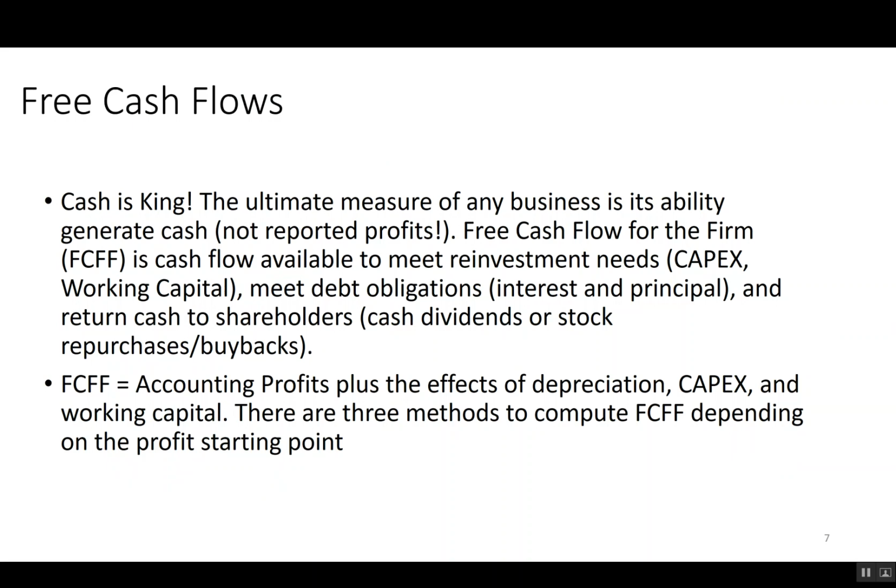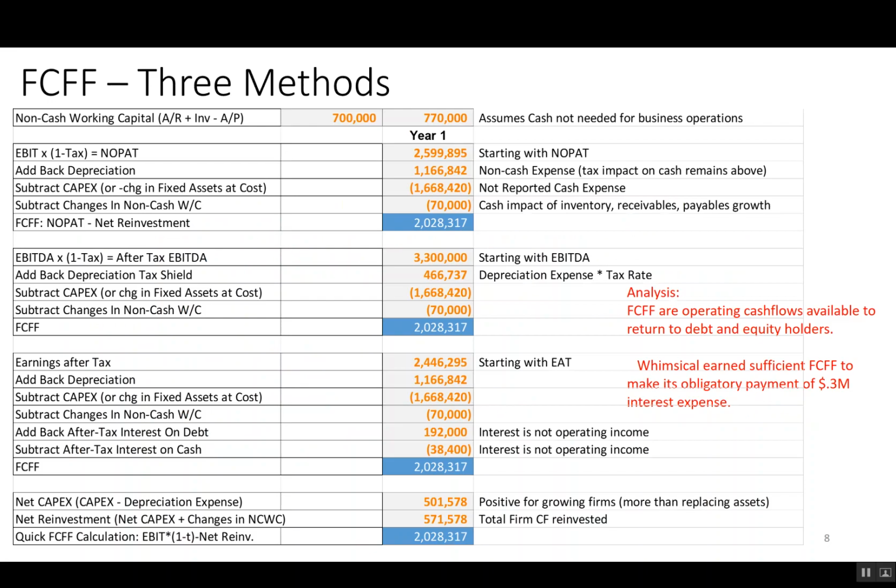It's the cash flow available from a business after it meets its reinvestment needs, say capital expenditures and working capital. And it's cash flow available to meet its debt obligations, and available to pay off shareholders either through a cash dividend or a stock repurchase. So let's calculate our free cash flows.